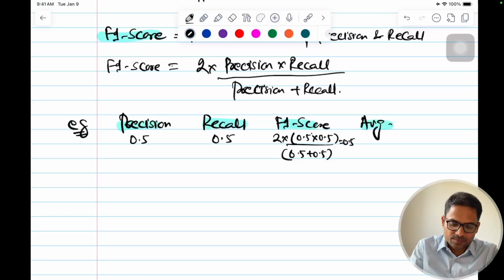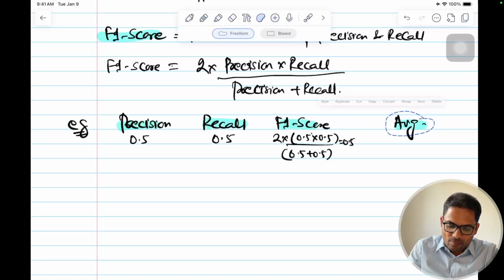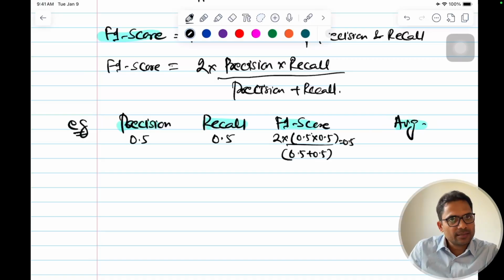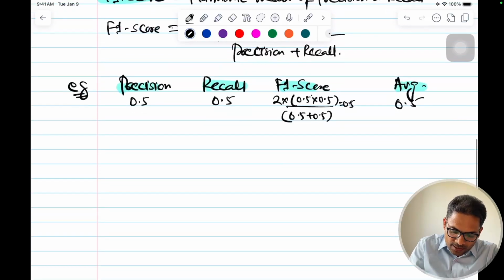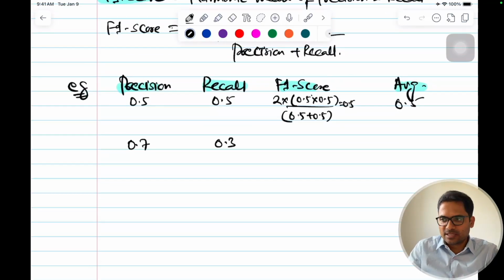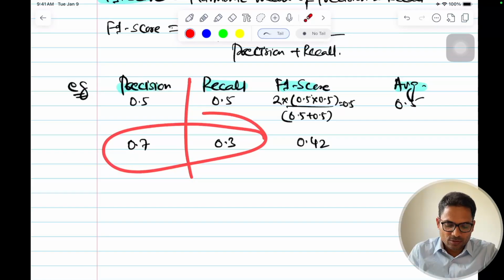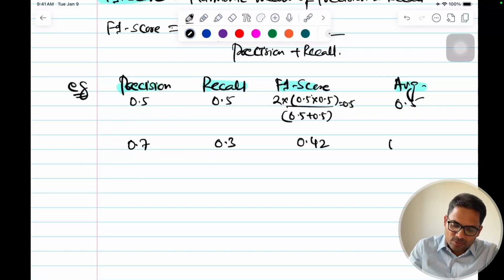Similarly, I will just write the other values directly. So this is how you calculate. The average of 0.5 and 0.5 will be 0.5. Next, say my precision is 0.7 and recall is 0.3. If you calculate similarly, you will get an F1 score of 0.42. But what will be the average here? Arithmetic mean. Now you see the precision has improved, but the recall has gone down. But still my average will be 0.5 only.